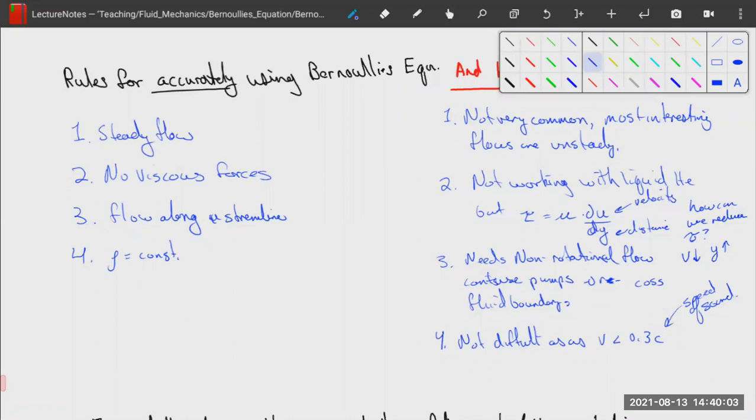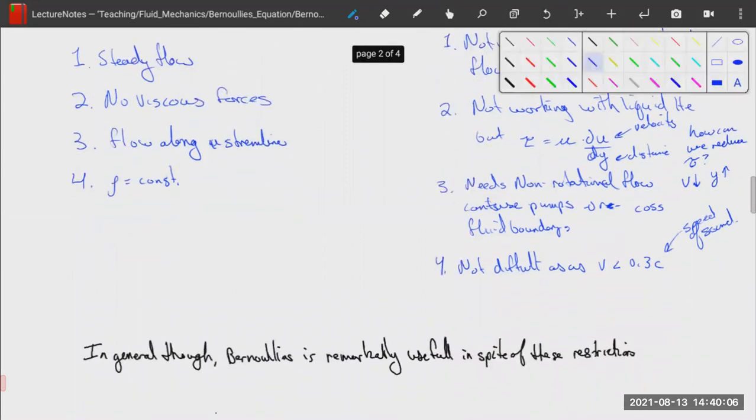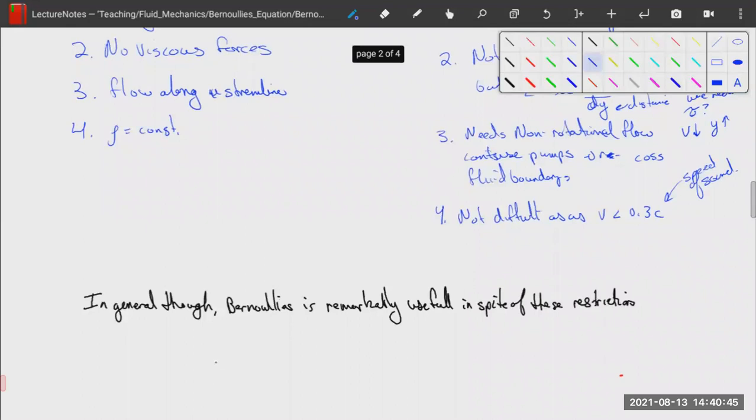The fascinating thing about Bernoulli's is it's still remarkably useful in spite of these restrictions, right? That's why it's so famous, because even though it has all these restrictions, it works pretty well. Later in the semester we'll make additions to Bernoulli's, although it looks like an addition, that will take into account, like number 2, viscous forces. Suddenly we'll be able to add in viscous forces, which is great. We'll be able to add in pumps and things like that, so we no longer have to worry about flow along a streamline. It's not actually Bernoulli's anymore, right? It's conservation of energy in a different way, but we definitely make it much more flexible.